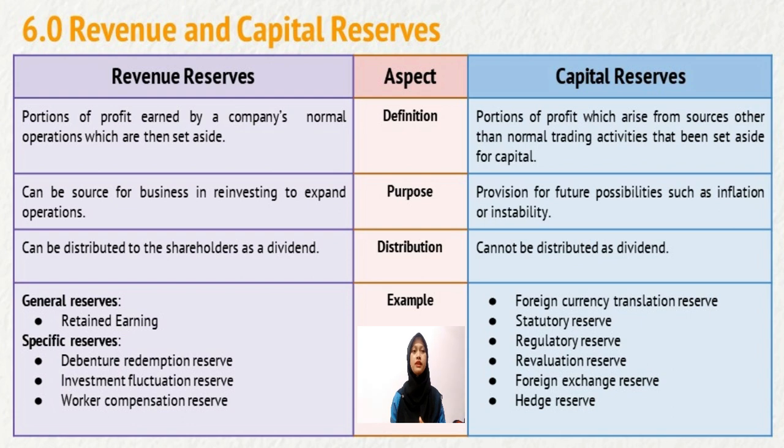Revenue reserve is divided into two types, which are general reserve and specific reserve. General reserve is created out of profit and kept aside for general purposes and financial strengthening of the company. It can also be used for any useful reason in the future, for example, retained earnings. And specific reserve, on the other hand, is created keeping a specific reason in mind and can be used for its designated purpose, for example, worker compensation reserve. Meanwhile, an example for capital reserve is hedge reserve.